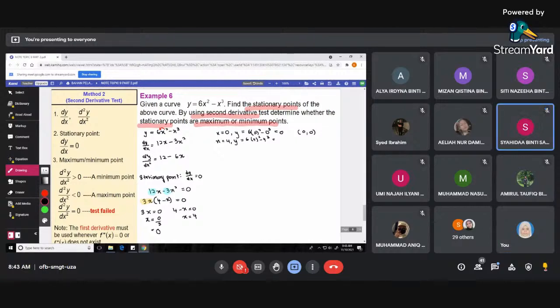Bagus you all. So maksud dia koordinat yang kedua adalah apa? 4, 32. So conclusion dia apa? 0, 0 and 4, 32 are stationary points. Fatin dapat 36. Ni soalan mana Fatin ni?